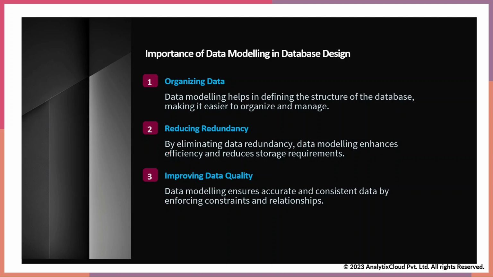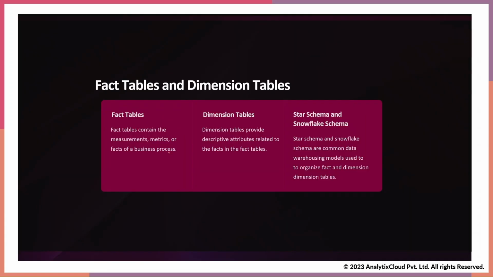Now coming to improving data quality, data modeling also ensures accurate and consistent data by enforcing constraints and relationships. So if we are defining relationships between different tables like student, customer, products, right, we are establishing a relationship by creating foreign key constraints, right? So basically this establishes a relationship between different entities, and that ensures that data is more accurate and consistent. Okay, now coming to the next slide, what exactly is fact table and what are dimension tables? Fact tables are those tables which contain the measurements, metrics or facts of a business process.